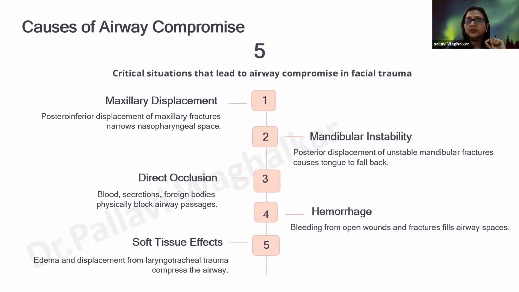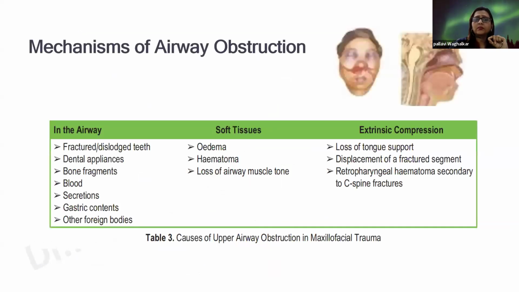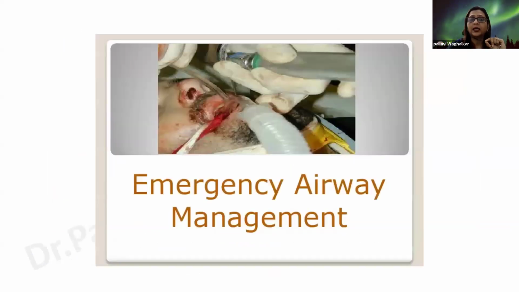And soft tissue effects mean the delayed edema can also compress the airway. So basically, there will be airway obstruction, and from the outside, extrinsic compression by loss of tongue support, displacement of fracture segment, or retropharyngeal hematoma in cases of C-spine fractures. Now, first of all, we'll see the emergency airway management in these cases.